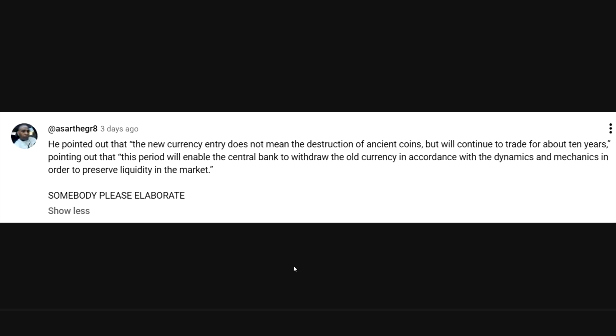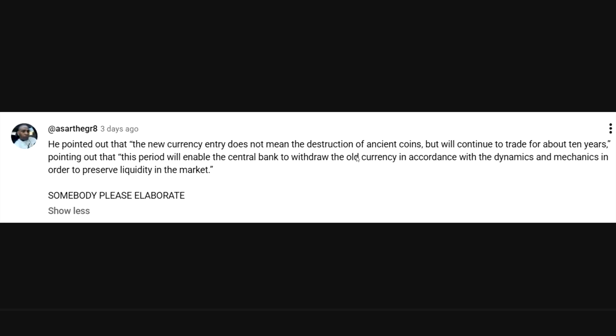He pointed out that the new currency entry does not mean the destruction of the ancient coins, but will continue to trade for about 10 years, pointing out that this period will enable the central bank to withdraw the old currency in accordance with the dynamics and mechanics in order to preserve liquidity in the market. Somebody please elaborate. We heard that they might keep the new notes and the old notes together side by side for at least 10 years. Last time they did it, it took them less than 6 months to do it. So I don't think it's going to go on for 10 years.